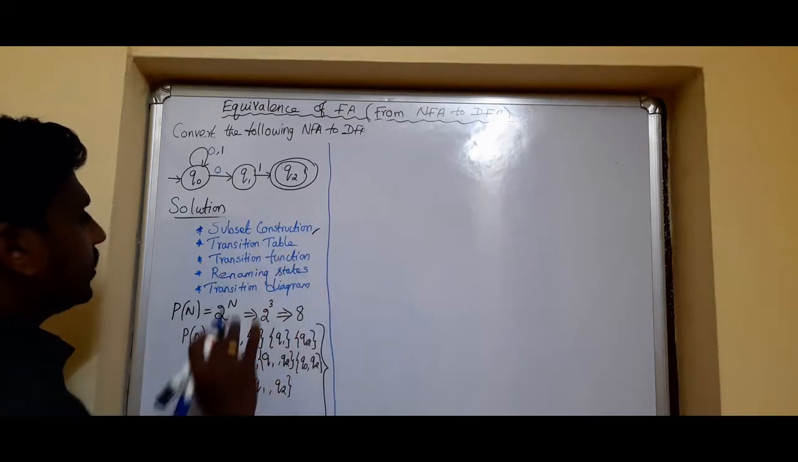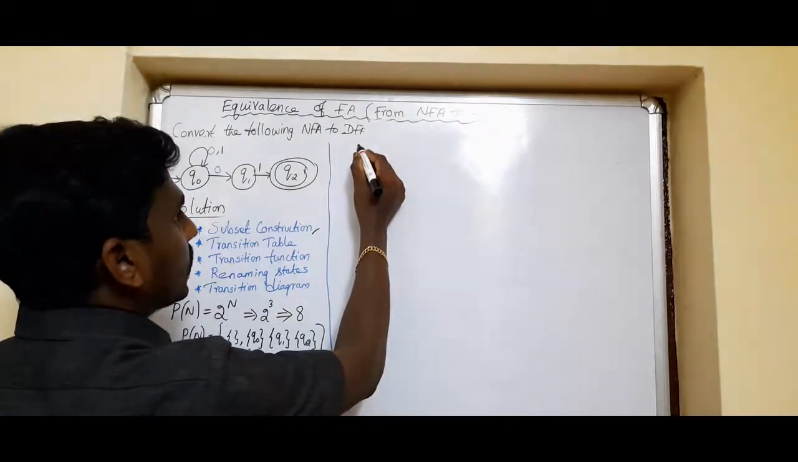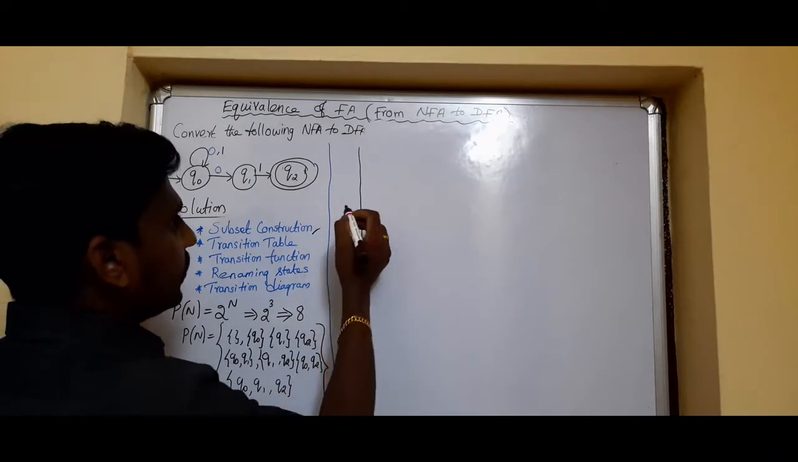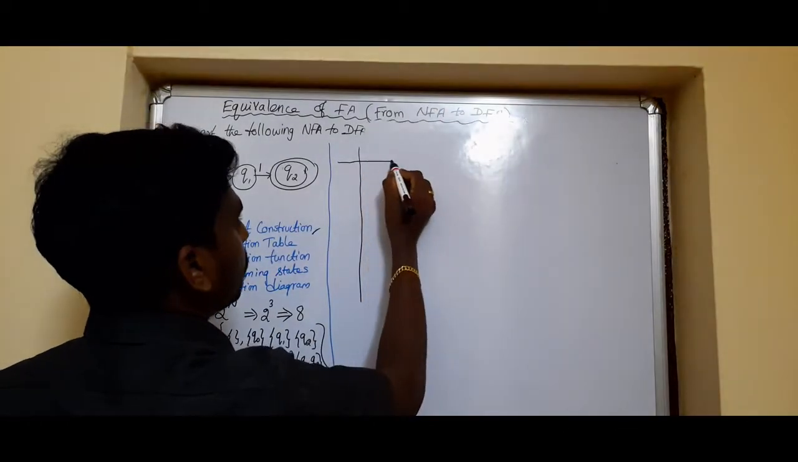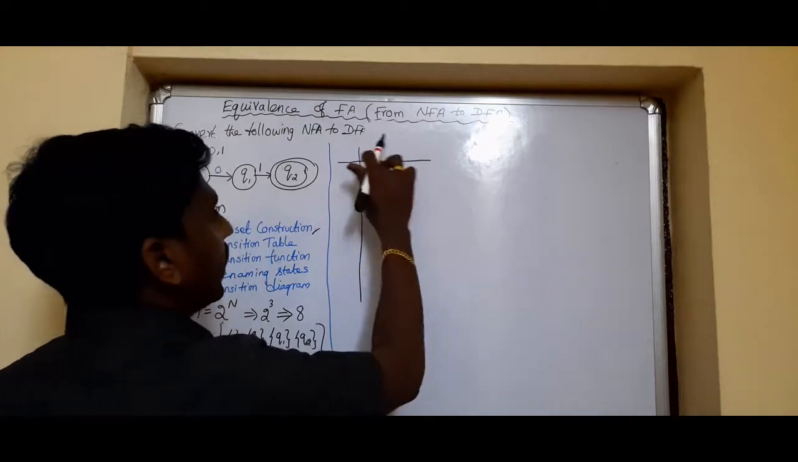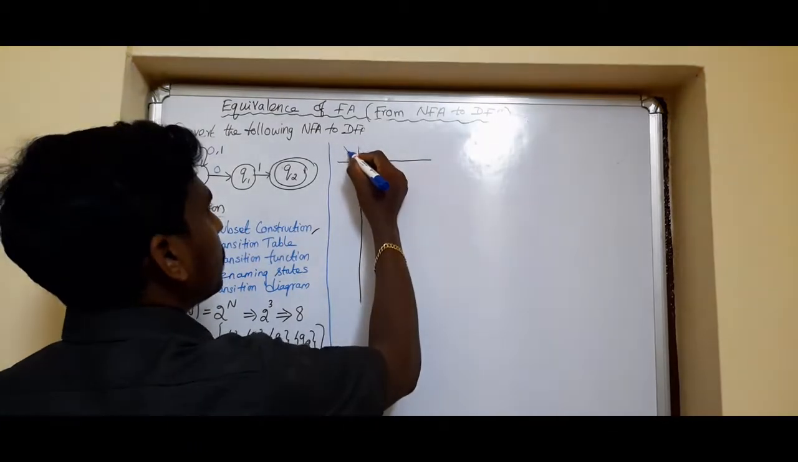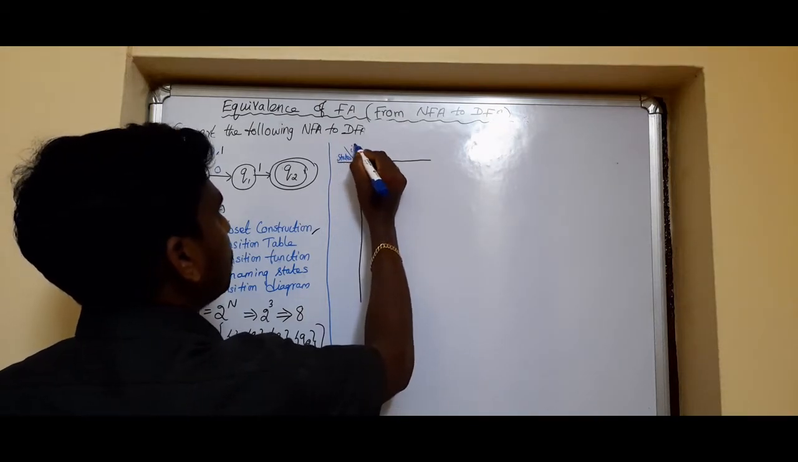Then the next one is the transition table. We know how to construct a transition table. Column wise we have states. In the first video class I taught you how to construct a transition table. Row wise we have the input symbols. So column wise we have states, and this is the input.